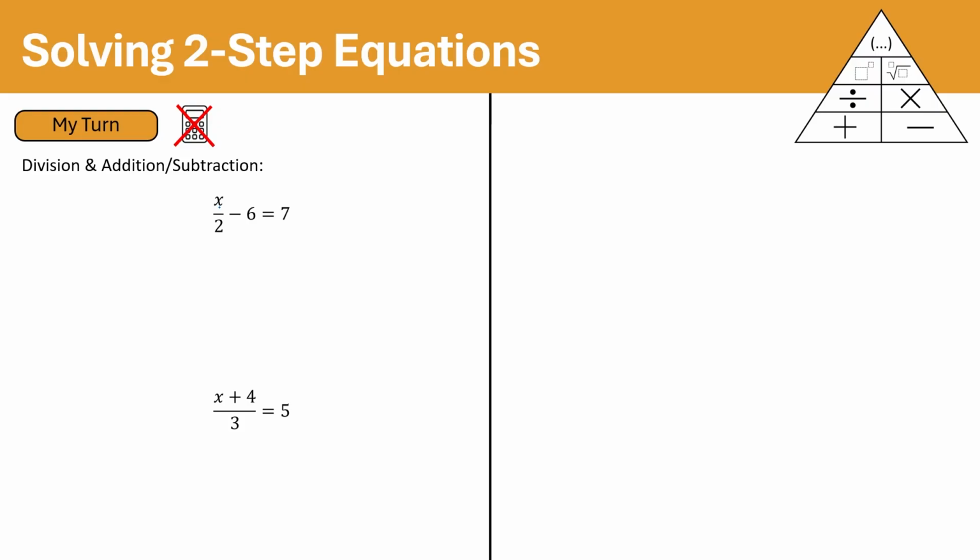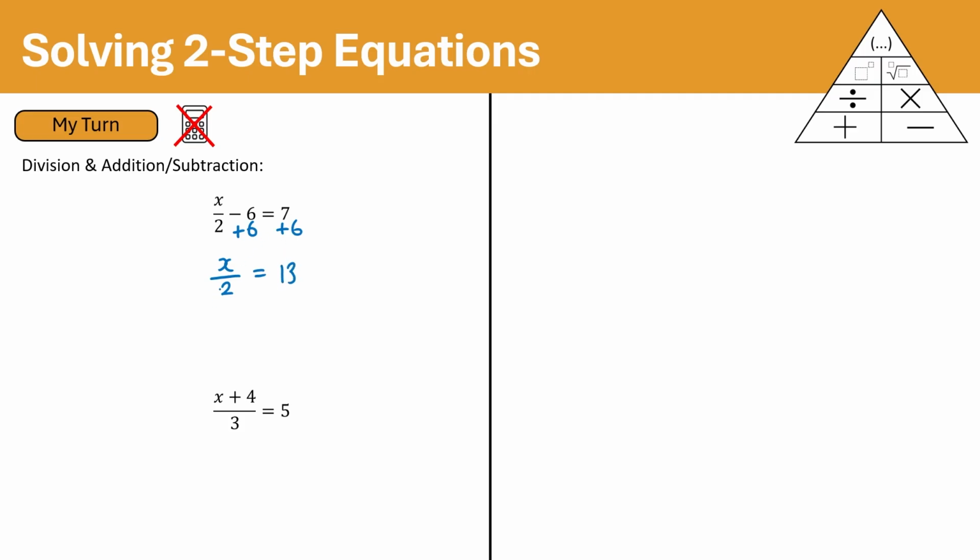Our next examples involve division and addition or subtraction. But let's look at this one. x divided by 2, subtract 6, is equal to 7. Let's work on that principle that I undo addition or subtraction first. So I'm going to undo the subtracting 6 by adding it to both sides. On the left-hand side, that leaves me with x over 2 is equal to 13.